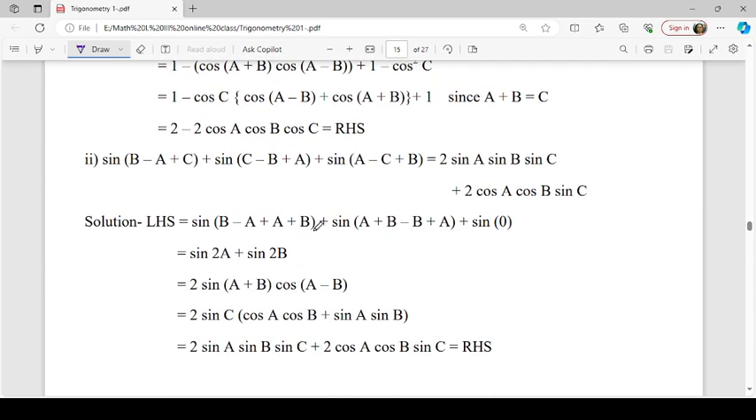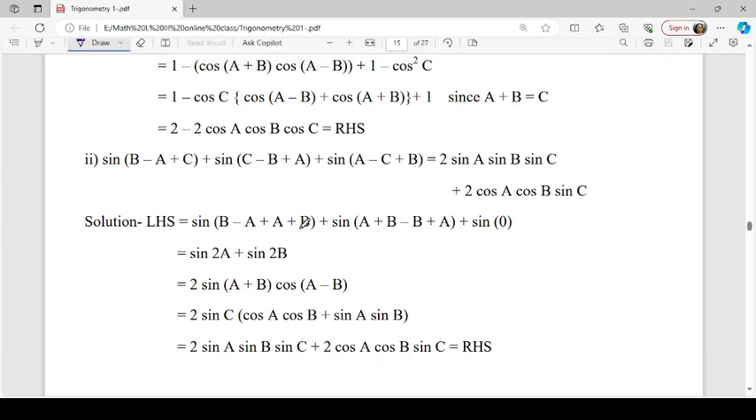Next this one, b minus a plus c, c minus a plus b. So this we do as b minus a plus a plus b. Sign of left hand side is b minus a plus b, because c is equal to a plus b. So c is equal to a plus b means this is 0.